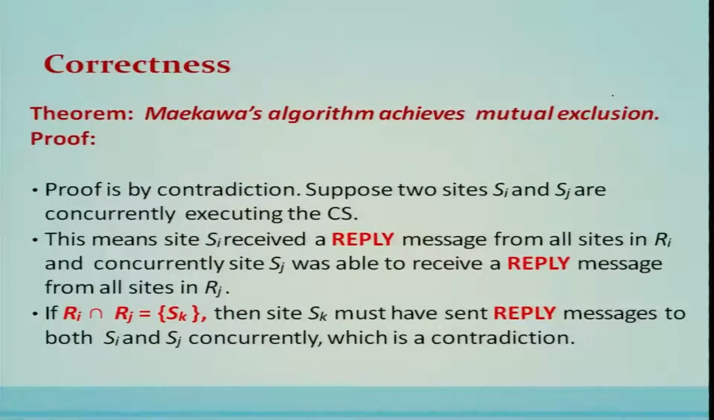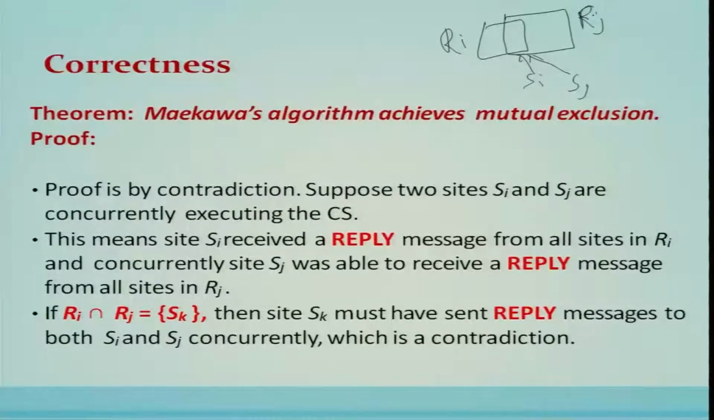Now the correctness. Maekawa's algorithm achieves mutual exclusion. The proof goes by contradiction. Suppose two sites Si and Sj concurrently execute the critical section. This means that site Si received a reply message from all the sites in the request set Ri, and concurrently Sj also received a reply from all the sites in Rj.